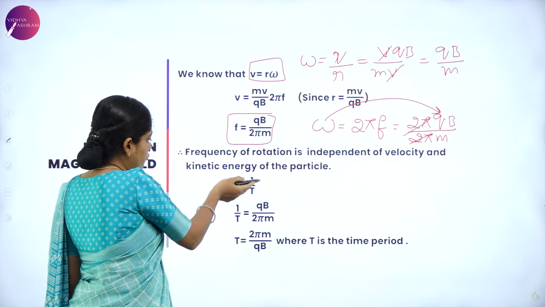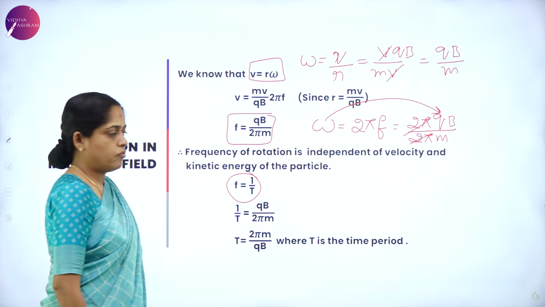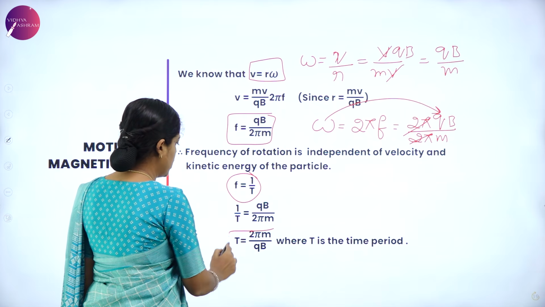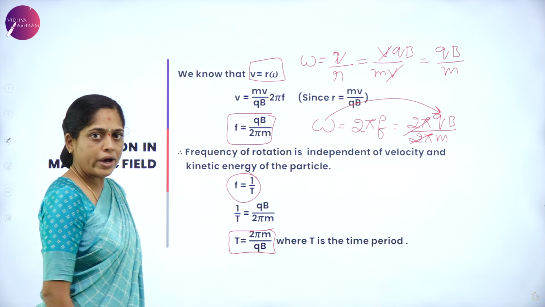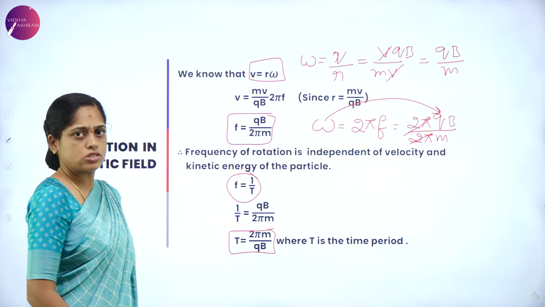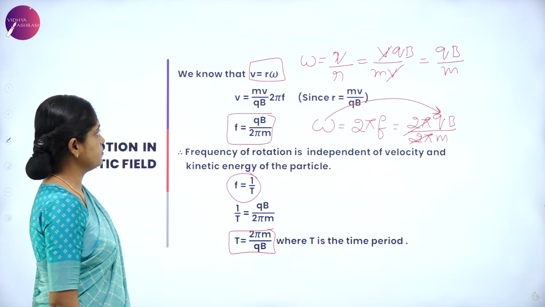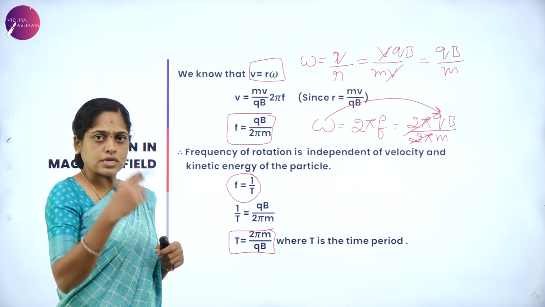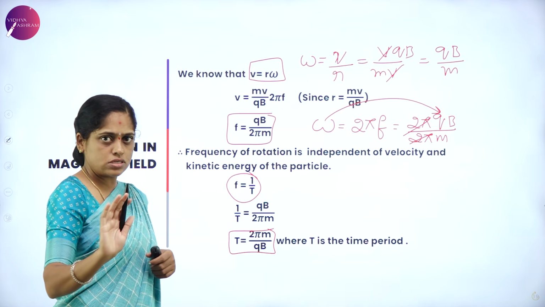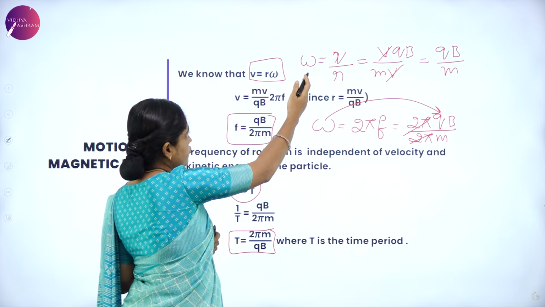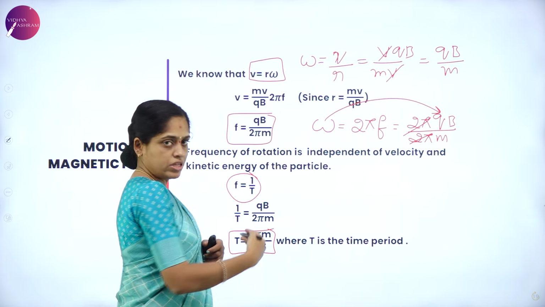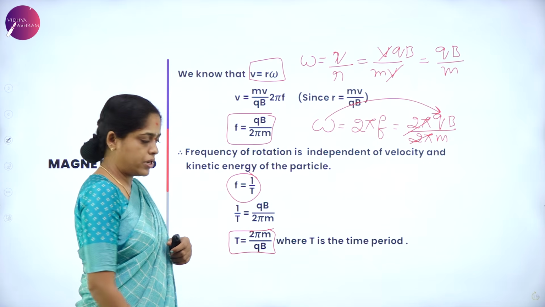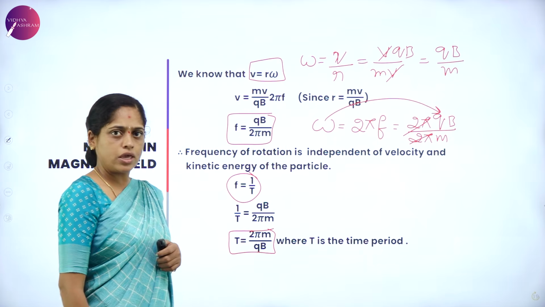Next, frequency is equal to 1 by T, where T is the time period. Then the time period is equal to 2 pi m by qB, as it is the reciprocal of frequency. So these are the quantities for which we have expressions in circular path. One is radius, another is angular frequency, third is frequency, linear frequency, and the reciprocal of linear frequency is time period, whose expression is 2 pi m by qB.